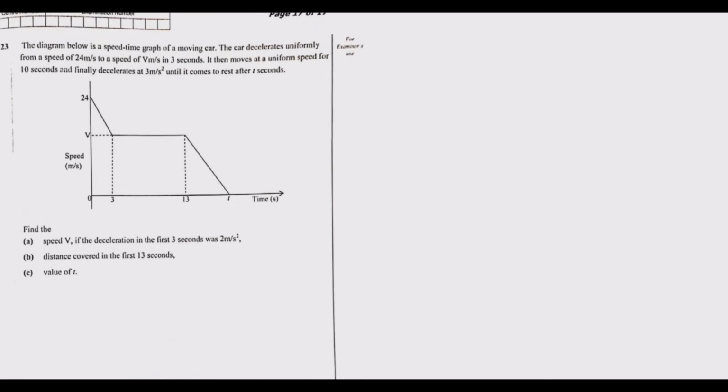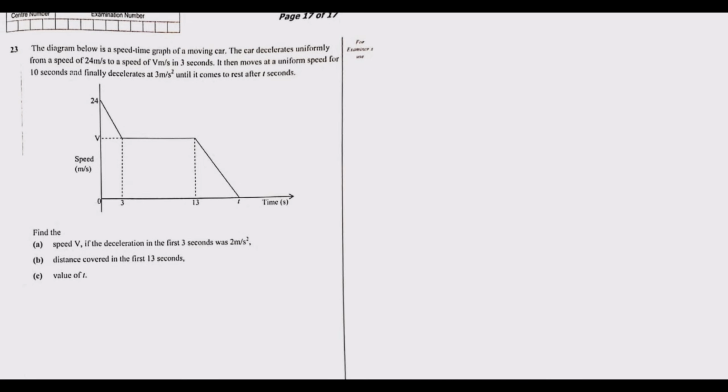Okay, finally decelerates at 3 meters per second square until it comes to rest after t seconds. Then find the speed v if the deceleration in the first 3 seconds was 2 meters per second square. So deceleration in this case is given by generally v2, final velocity, minus v1, the previous velocity, over final time t2 minus t1.